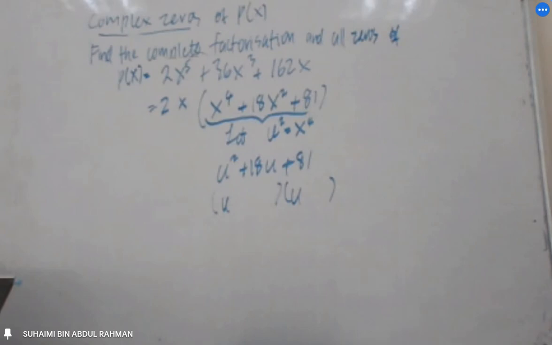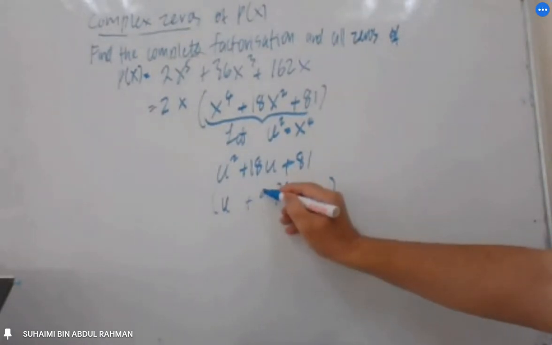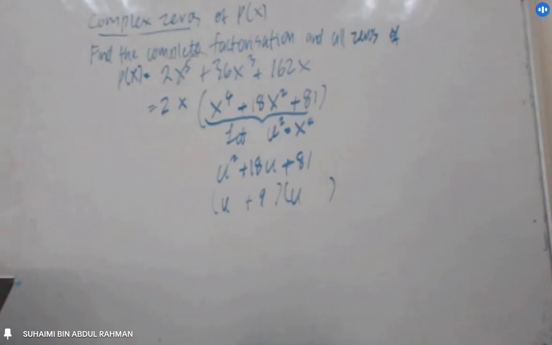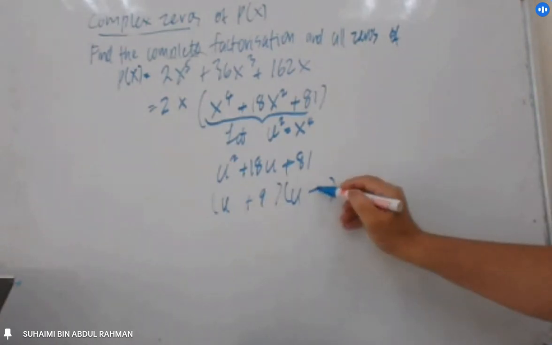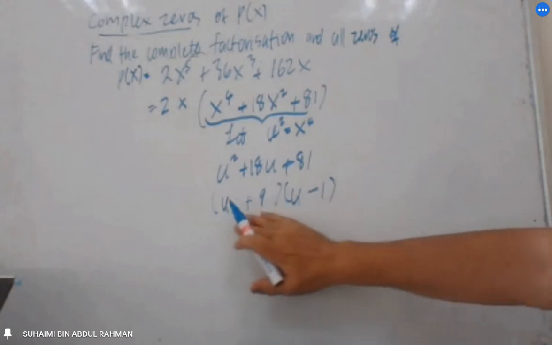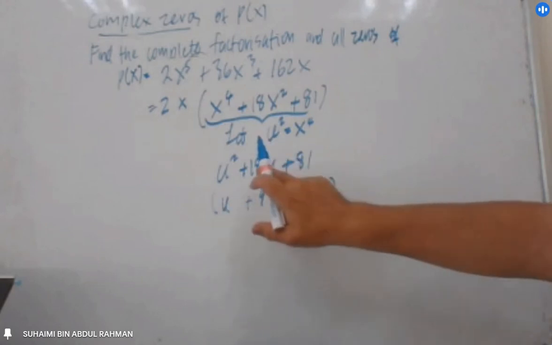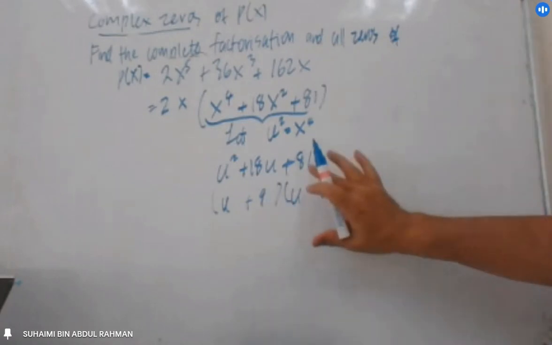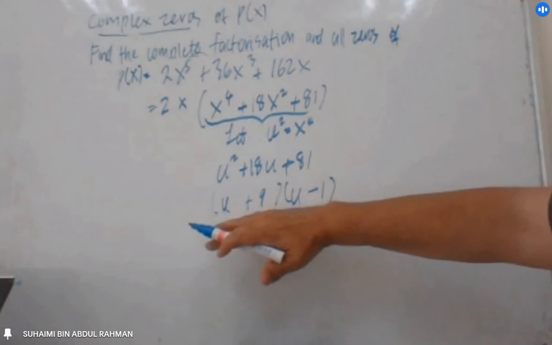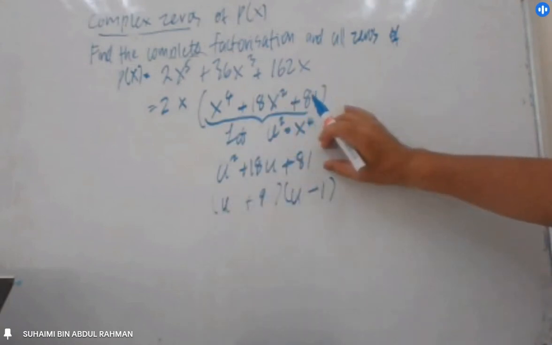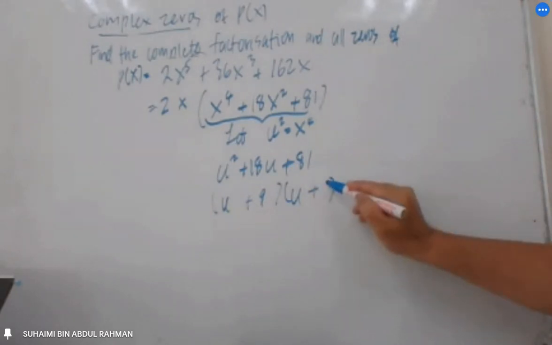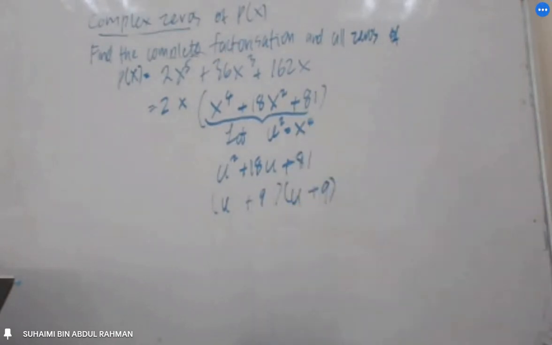Can you factorize? u plus 9, u plus 9, u minus 1, u minus 1. If you put u minus 1, you try to expand again. Have you got this? The way you get the number here is you expand those numbers, you will get back this. Oh, sorry sir, u plus 9 also. When you expand, you get this.